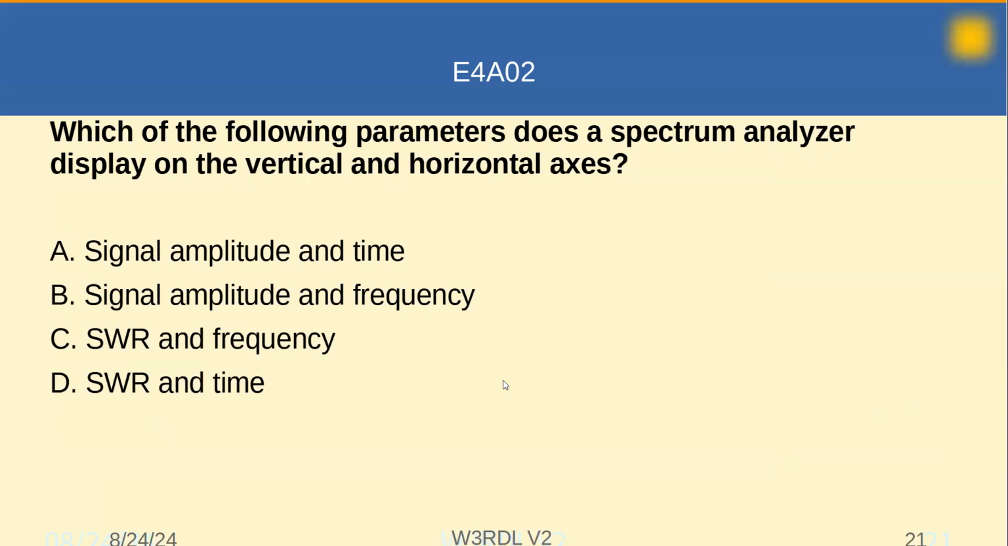Which of the following parameters does a spectrum analyzer display on the vertical and horizontal axes?